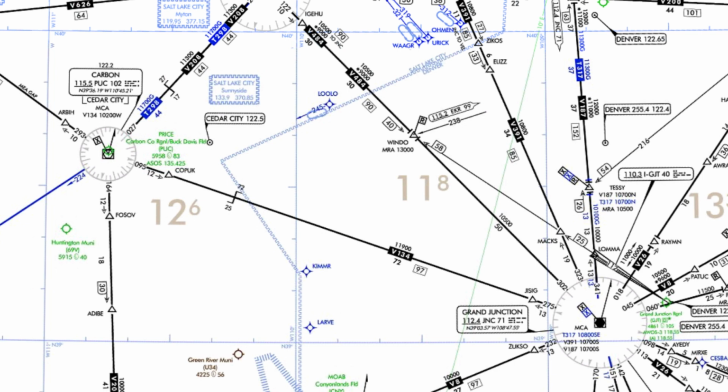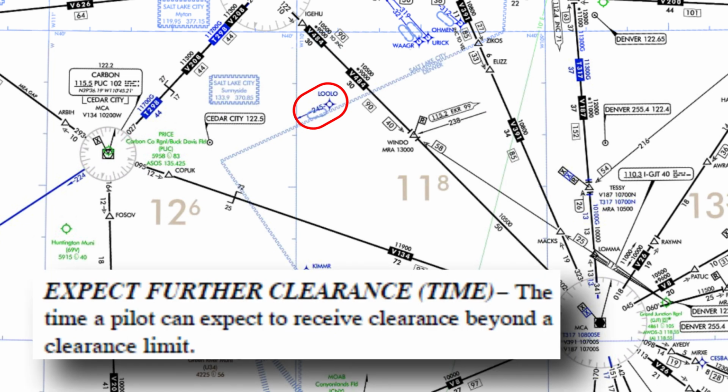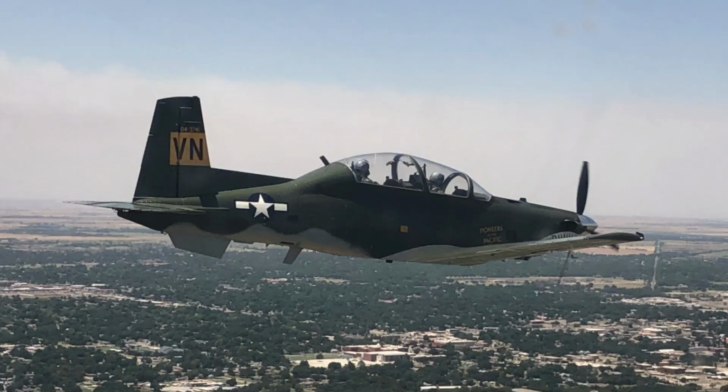Also located throughout the IFR chart are published holding patterns in the event ATC needs to hold you for traffic delays, or you need to hold waiting for weather conditions to improve at your destination airport. For example, if holding is required, it could be done over point Lolo. ATC would simply say hold southwest of Lolo as published, and then they would provide you an expect further clearance time. That covers the majority of the information found on IFR charts.